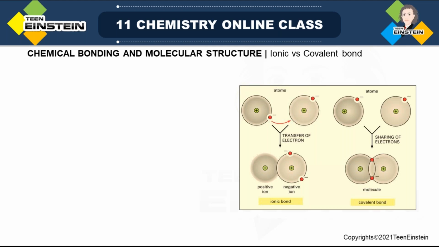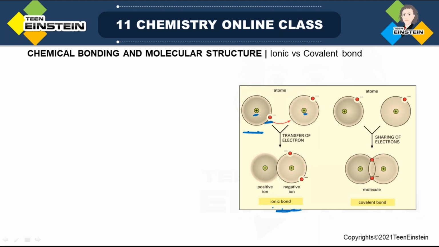Here we have two pictorial representations. One is for ionic bond and another one is for covalent bond. So for ionic bond, that is the first one, we have a very simple picture. In this atom, this red electron that you are seeing is donated from this atom towards the other atom. So that is why I'm calling it cation, and the second one is anion. And this positive charge that you are seeing is actually the nucleus.